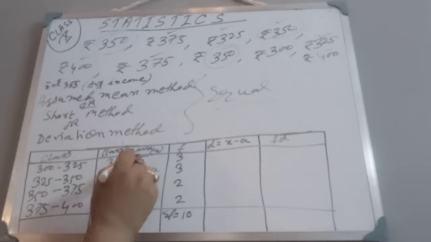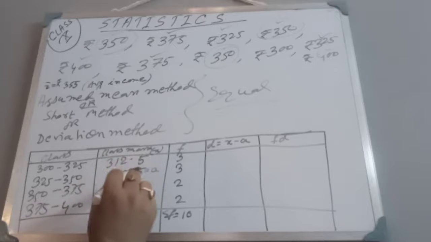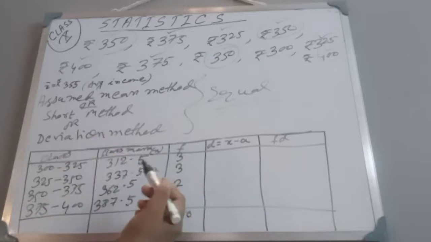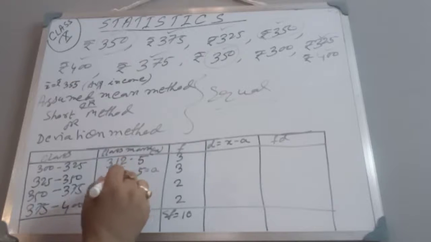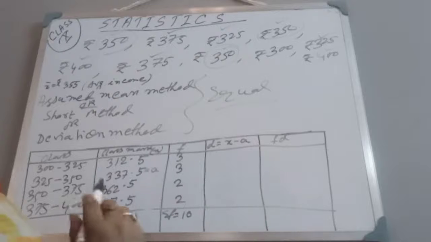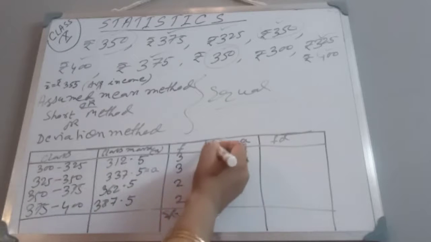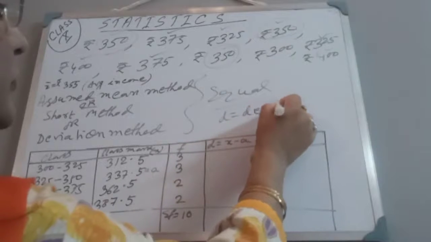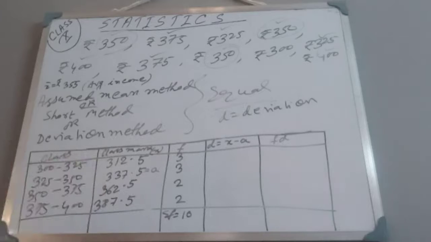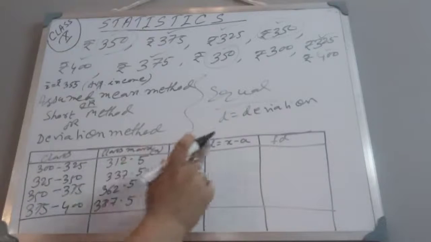What did I say? From the class marks we have to choose the number which is A. A means the assumed number which is tentatively at the mid position. Here 337.5 and 362.5, we cannot take both, but any one we can take. So I have taken 337.5. Now this is A. Now how to find D? D means the deviation. As this is the deviation method, D we have to find out.